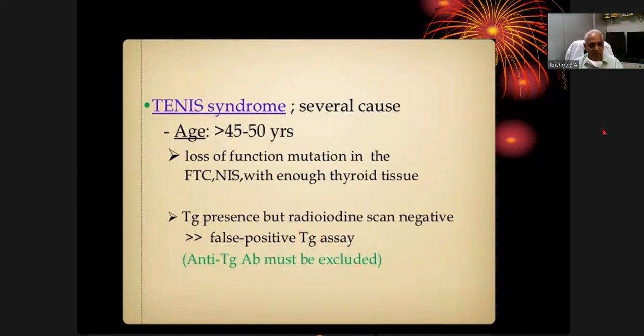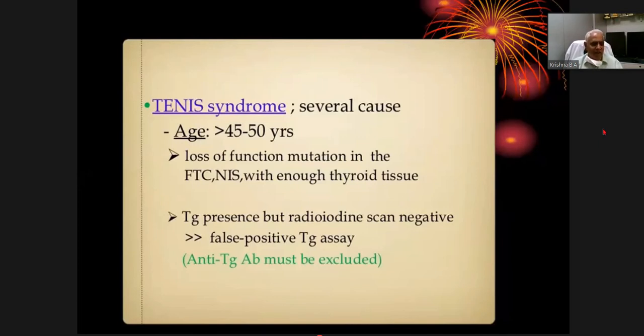What is the main reason for this? Loss of function mutation in the follicular thyroid cancer. The sodium iodide symporter is not optimally working or has got transformed. TG presence is there, but radioiodine is not going. Radioiodine is not going because the sodium iodide symporter is not active. So that is the change that has occurred in this thyroid cancer cell. We call these cells dedifferentiated thyroid cancer cells.